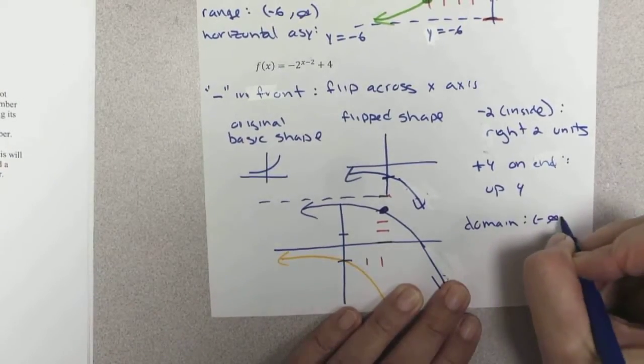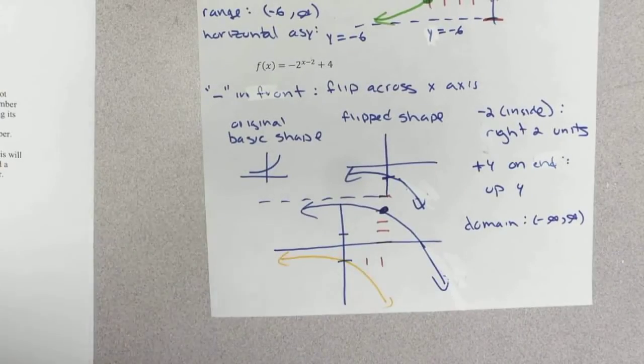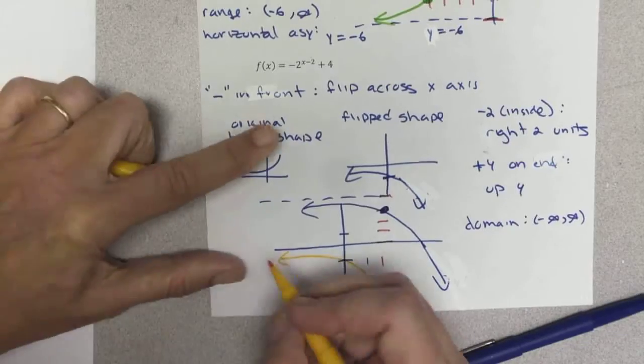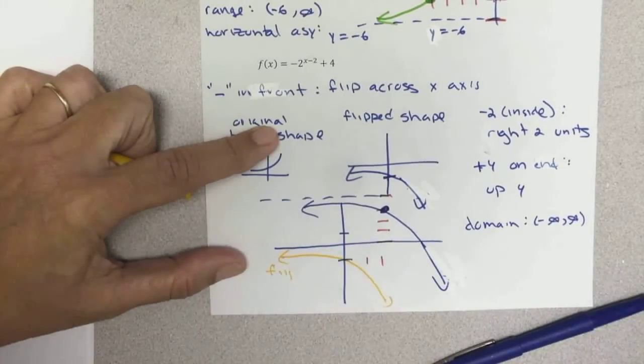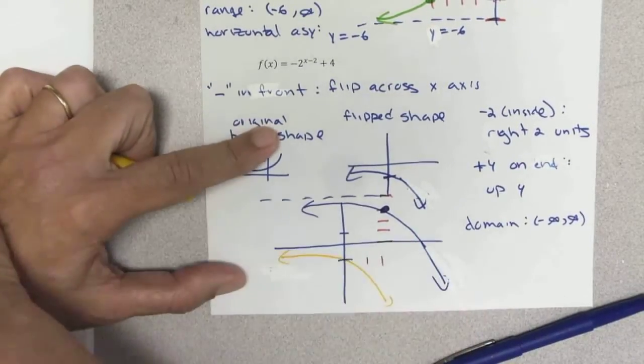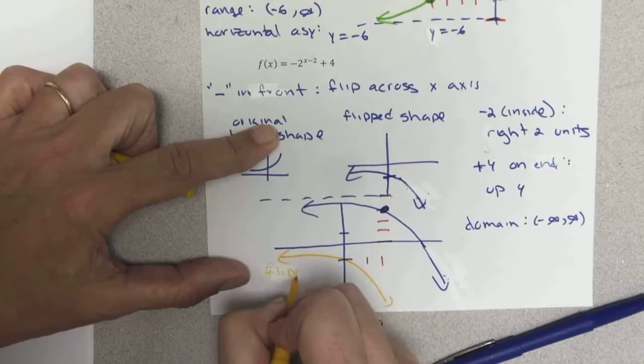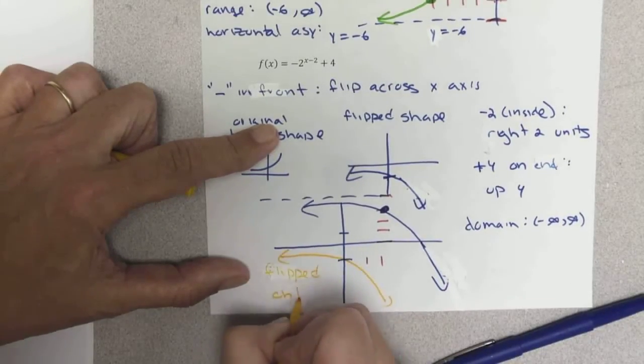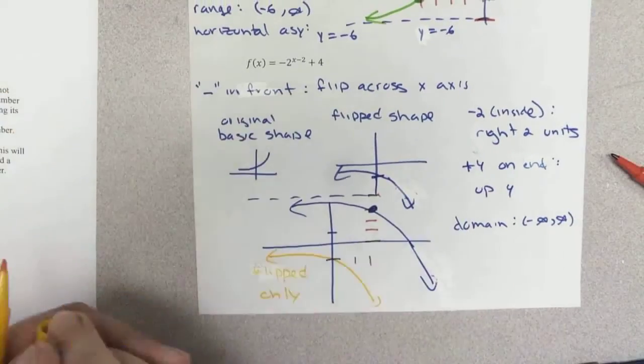Then the same question, same information. Domain: the domain on all of these is going to be -infinity to infinity every single time. This was only the flipped graph. Yellow was flipped only. Here's the answer.